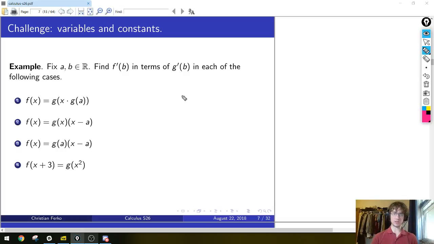So you use the usual rules for taking derivatives, but be careful about what is a variable, in other words, the argument of the function, or the thing which is replaced by, say, x plus h in the difference quotient. Be careful about what is a variable and what is a constant, like g of a. Okay, so to begin, in the first case, when f of x is g of the quantity x times g of a, what should I write for the derivative of f evaluated at a point b?